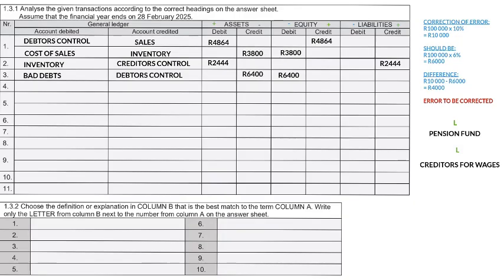So let's go and record that onto our answer sheet. The account to be debited is called pension fund. The account to be credited is called creditors for wages. And you will have 4,000 Rand in the debit column as well as in the credit column of your liabilities.